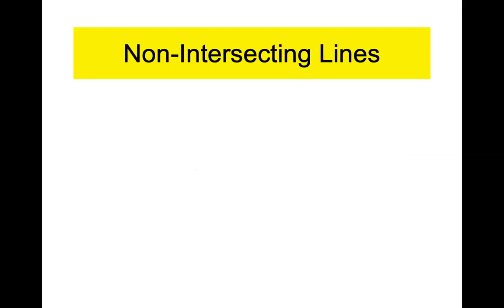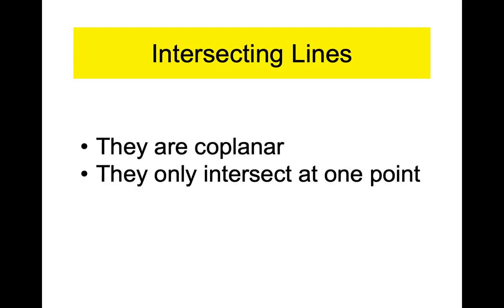Non-intersecting lines, though, we have different possibilities. What do we know about non-intersecting lines? They can be parallel or skew, so they could be coplanar or non-coplanar. As soon as you get to intersecting or parallel lines, coplanar, that's it. There's no other option. But non-intersecting lines have two options, coplanar or non-coplanar. If they're non-coplanar, necessarily they are skew.